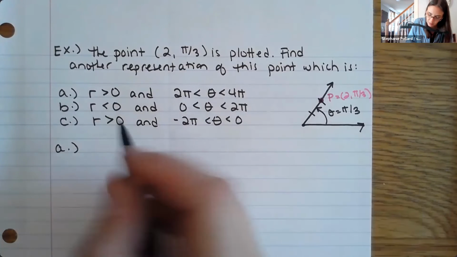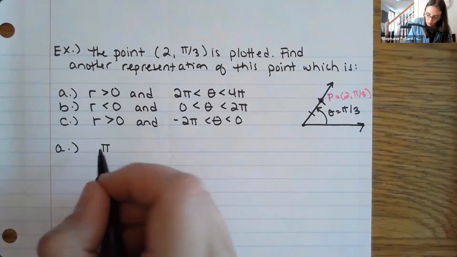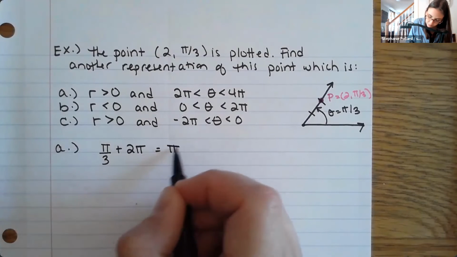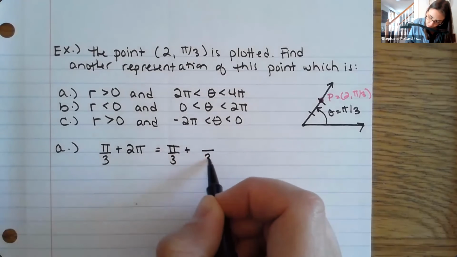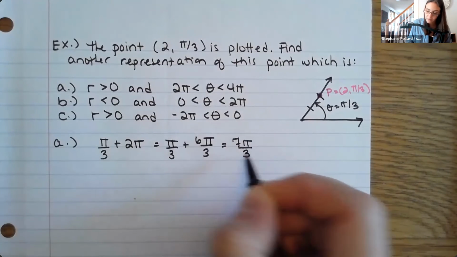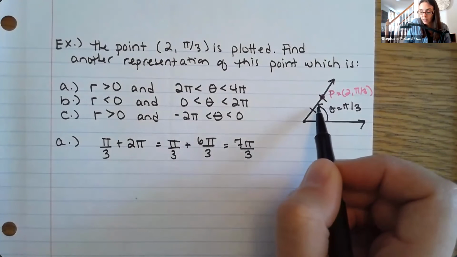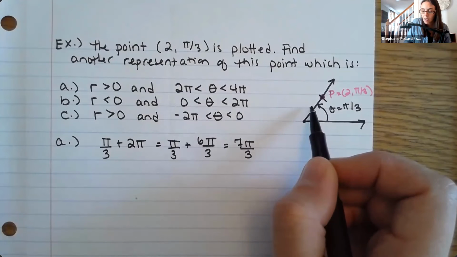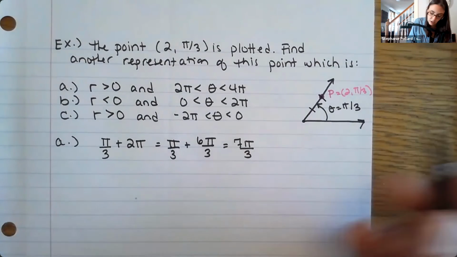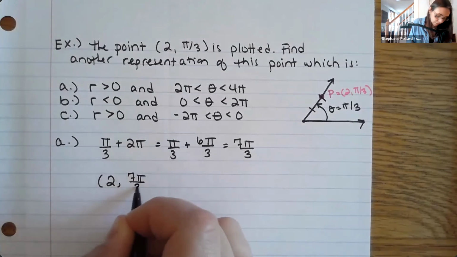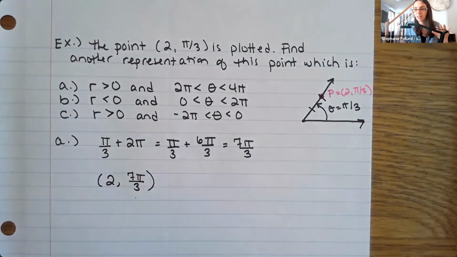So here what I'm going to do is take that theta, which is pi over 3, and I'm going to just add 1 2 pi to it. So that would be 6 pi over 3, and then when I add, I get 7 pi over 3 there. So all that's going to do is take that same angle and just go around an extra time. It's going to go around 1 whole 2 pi and then come back to the same landing spot. And again, we're still going in the positive direction. That 2 is not changing. So my new point is 2, 7 pi over 3. I shouldn't say it's a new point, it's just a new representation. It's the same exact point on the graph here.